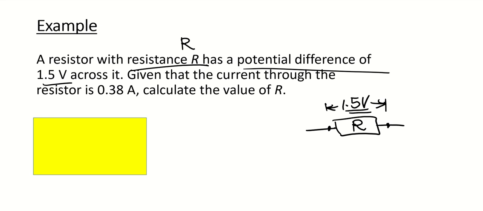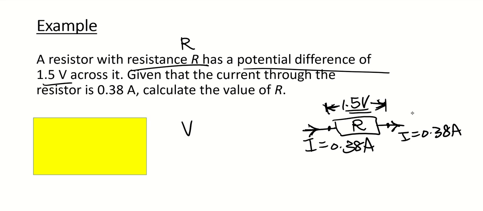And the current through the resistor is 0.38. So over here will be I equals 0.38. Please copy this. So voltage must be across the component. This is how we represent the voltage. Current must be flowing in the wires through the circuit. So the current here is also 0.38. Okay, so how do we calculate the value of R?